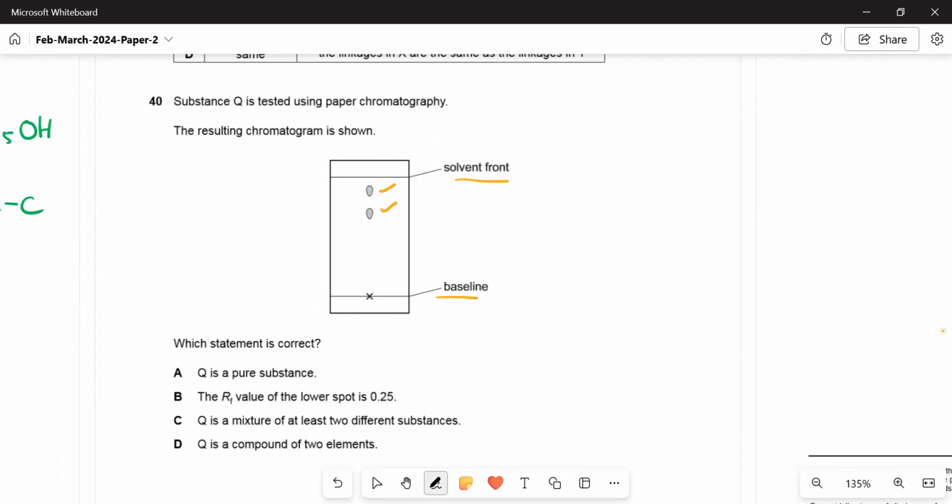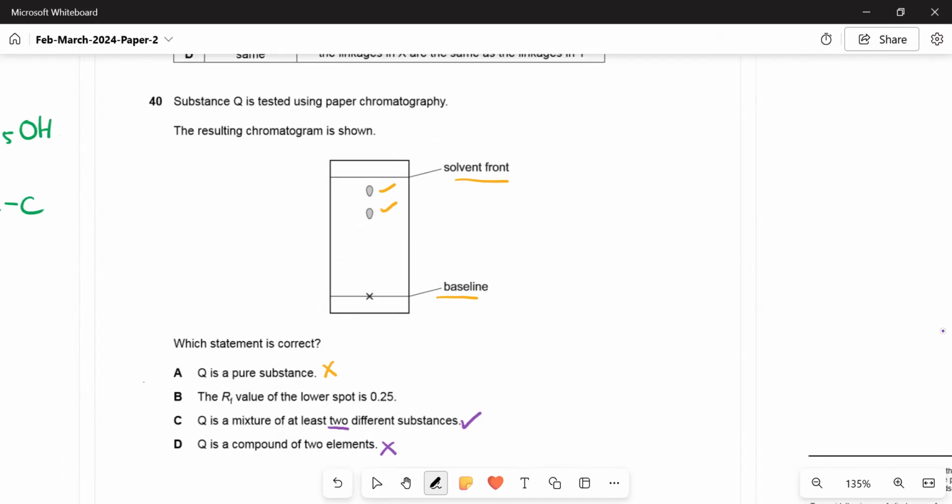Q is a pure substance. It's not a pure substance because we can clearly see that it is giving us two spots. So it's a mixture. Q is a mixture of at least two different substances. This is correct. Q is a compound of two elements. No, it's not a compound, because chromatography is done on a mixture, not a compound.